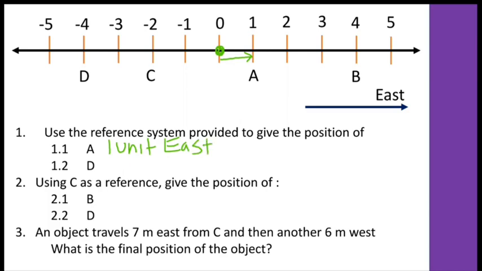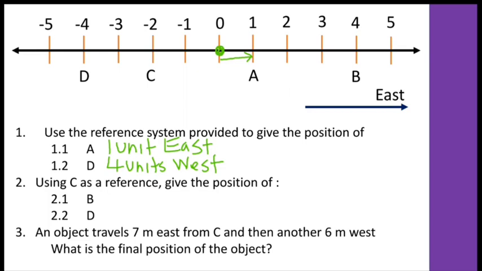I know some will say, but what if I just say positive 1? I would rather you write it like this: distance and direction. D, you can see that it's -4, but -4 is the same as 4 units west of the reference point. So that is the position of D.